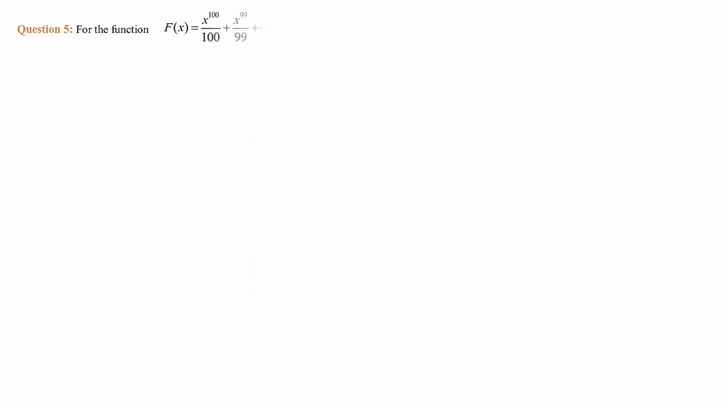Next we shall discuss question number 5. For the function f of x is equal to x power 100 by 100 plus x power 99 by 99 plus etc plus x square by 2 plus x plus 1, prove that f dash 1 is equal to 100 into f dash 0. Here, when you check this statement, there is f dash 1 and f dash 0. F dash means it is a derivative of f of x, so that is f dash x.